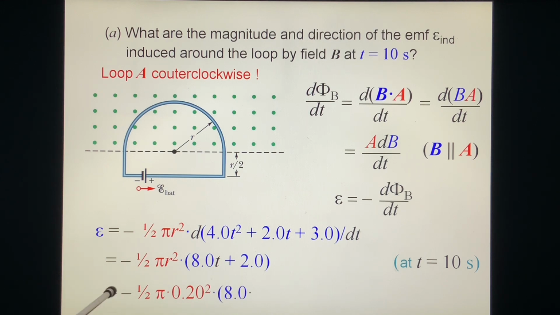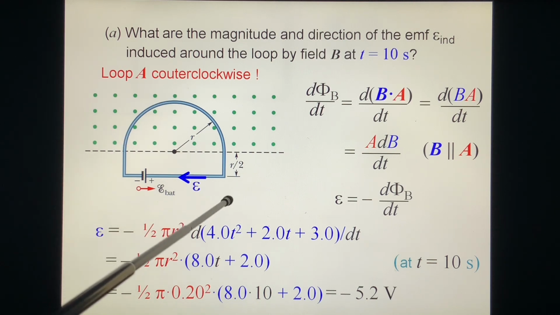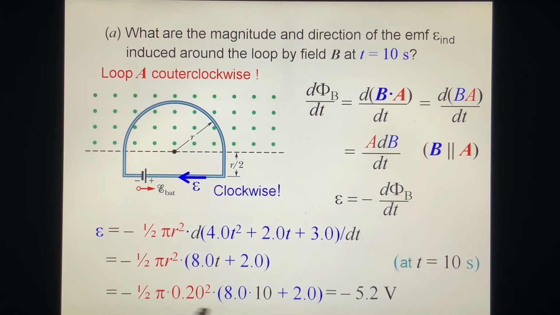You see this number is a minus number. What does this mean? This is clockwise. Why? You see, d phi/dt is a positive number. That means the flux goes up more and more, and so the induced current must act against it. So you produce flux against B. So the current direction must be clockwise. You can produce E against the change.